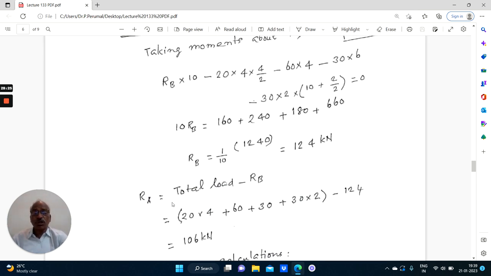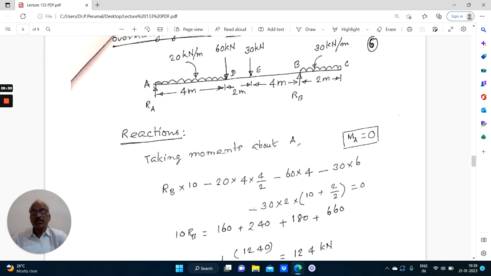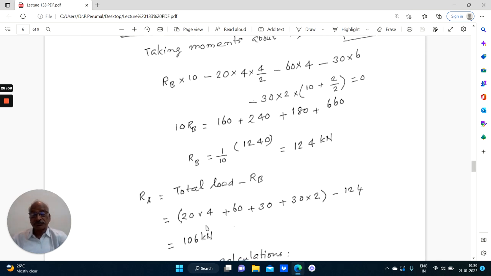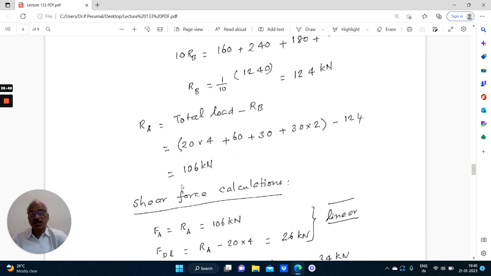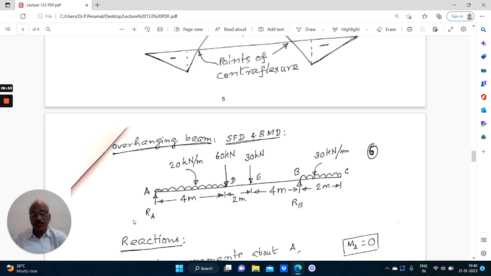RA equal to total load minus RB. Total load is 20 into 4 plus 60 plus 30 into 2. The total load minus RB equal to RA. RA equal to 106 kilonewton. That is about the reactions RA and RB.